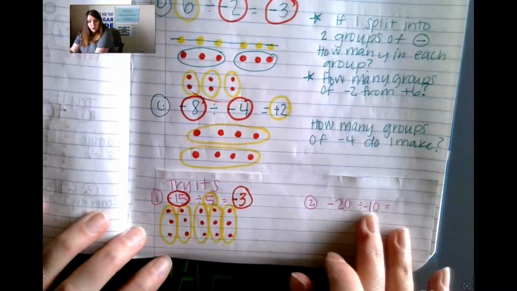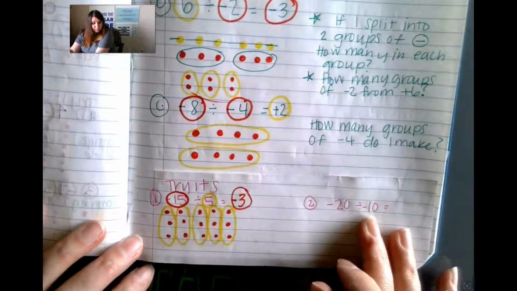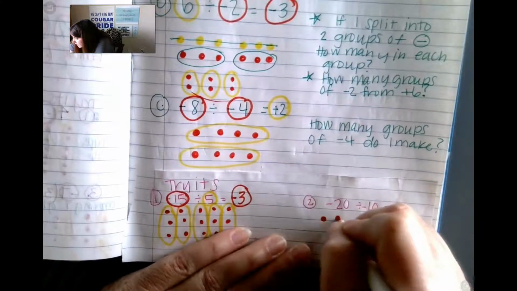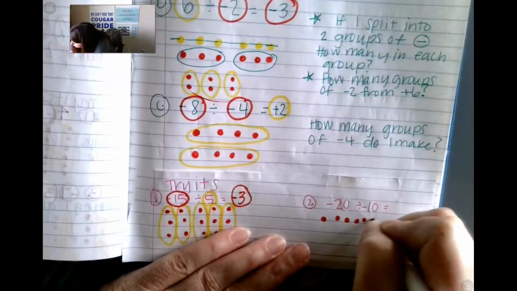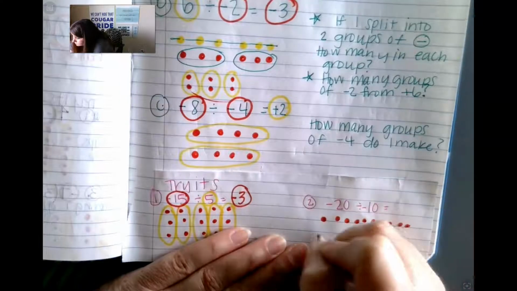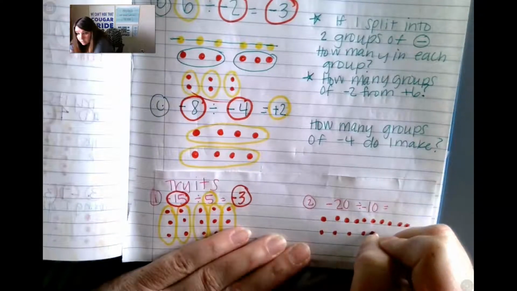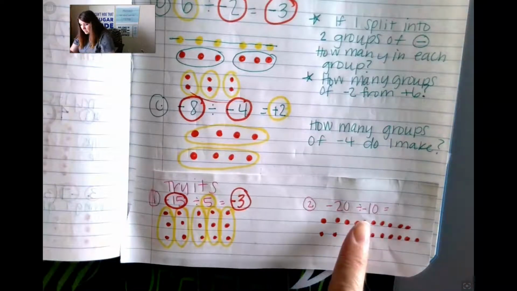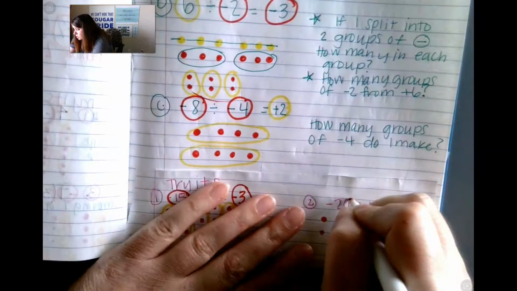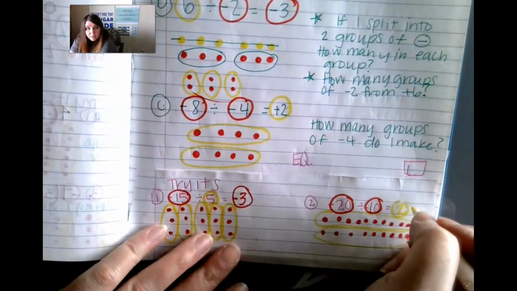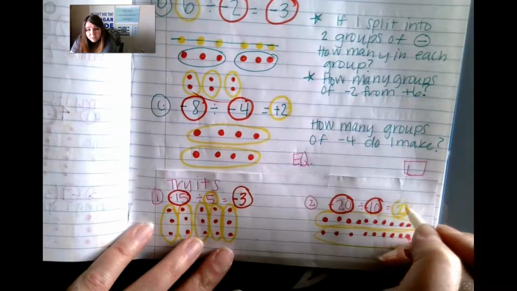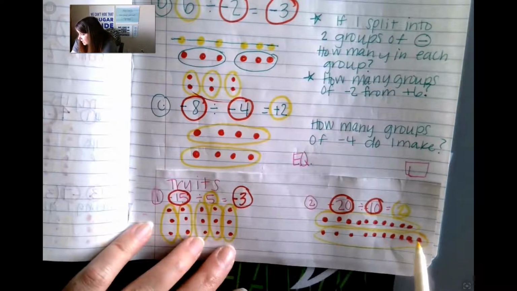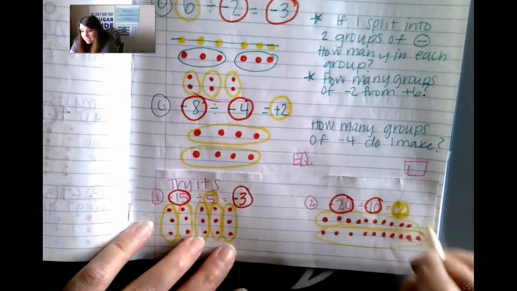All right, and then the next problem I have -20 and it needs to be divided into -10. So how many groups of -10 am I going to have? So here's my -20. Okay, and I need to split -20 into groups of -10. My video quit recording. So if I split this into groups of -10, I have one group of -10 here and another group of -10 here for 2 equal groups.